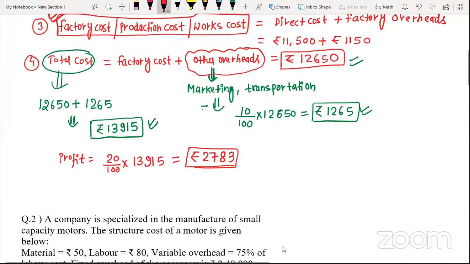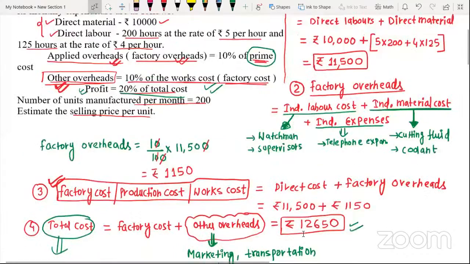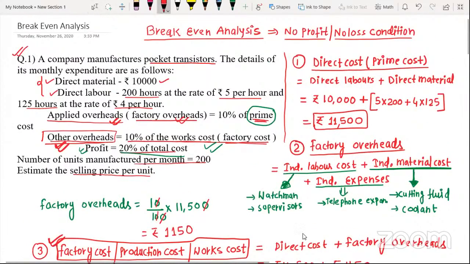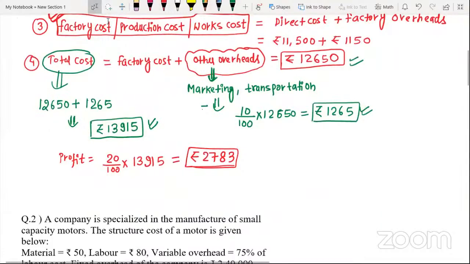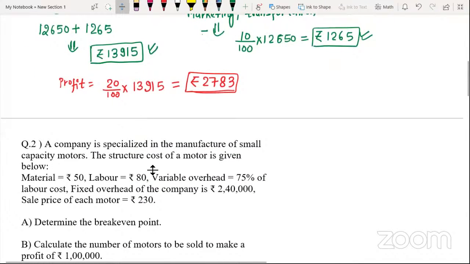Now you have got the profit, and look, they are asking the selling price per unit, and the total number of units manufactured is 200. Since you are getting the profit, we can also find the selling price. Okay, we can find the total selling price.